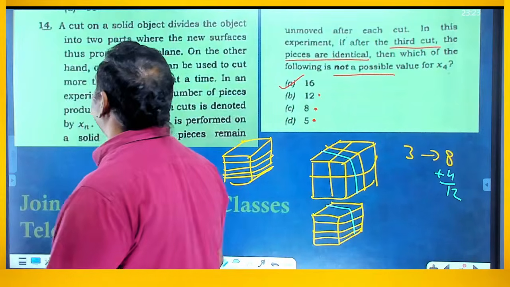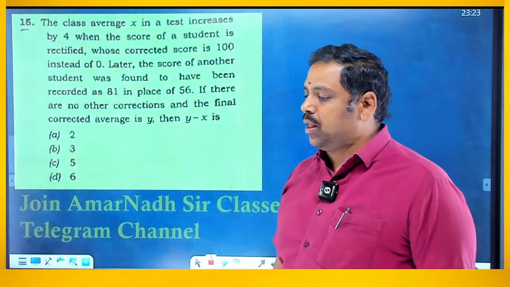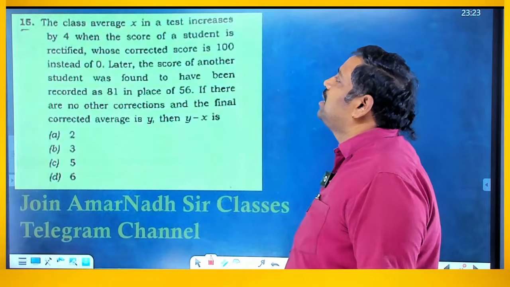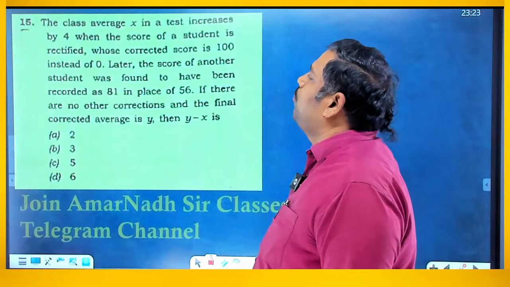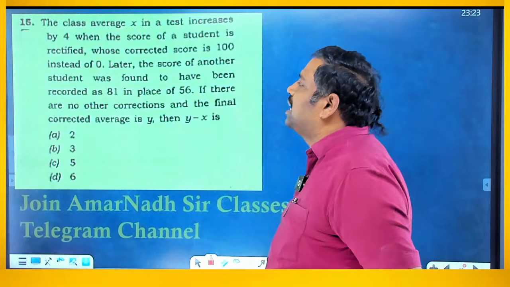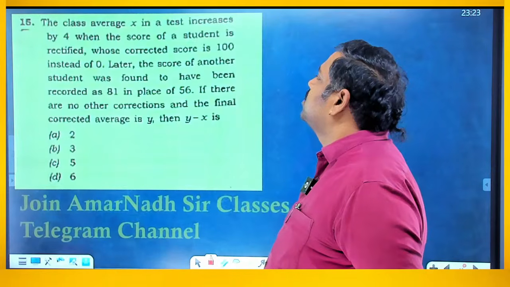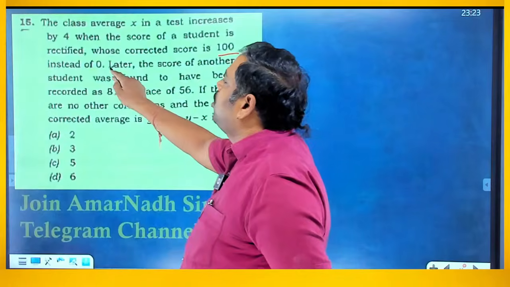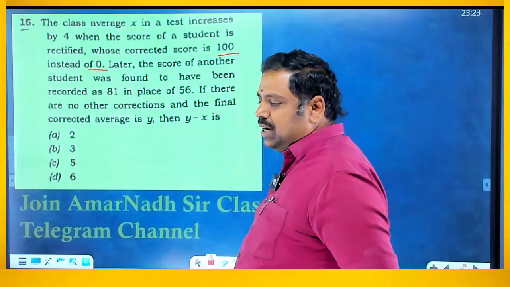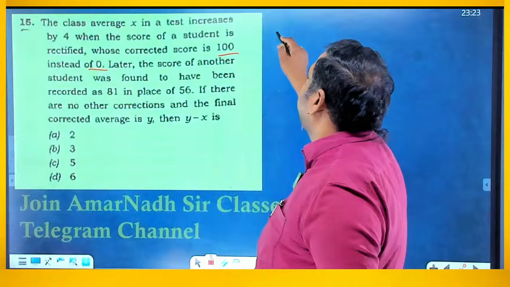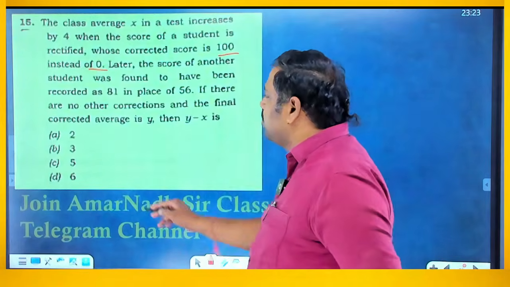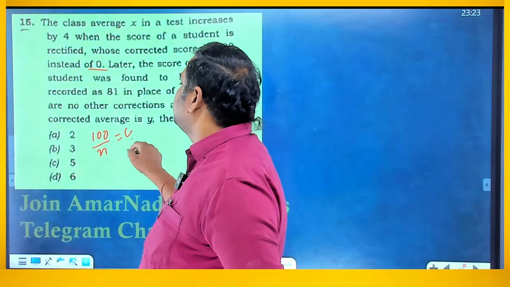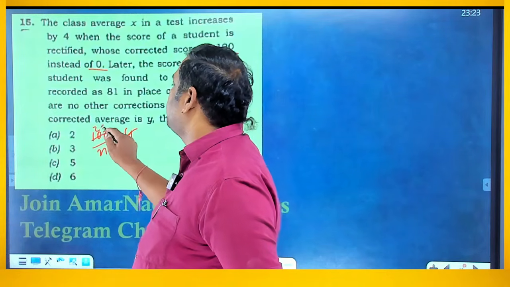Right, good. Now let's see the next beautiful question. The class average X in a test increases by 4 when the score of a student is rectified whose corrected score is 100 instead of 0. Original is 100, wrong one is 0. Means how many marks have been increased? 100. So our rule is that whatever is the increment, that should be given to all, right? So n members, average is increased by 4. That means that we have 25 members.